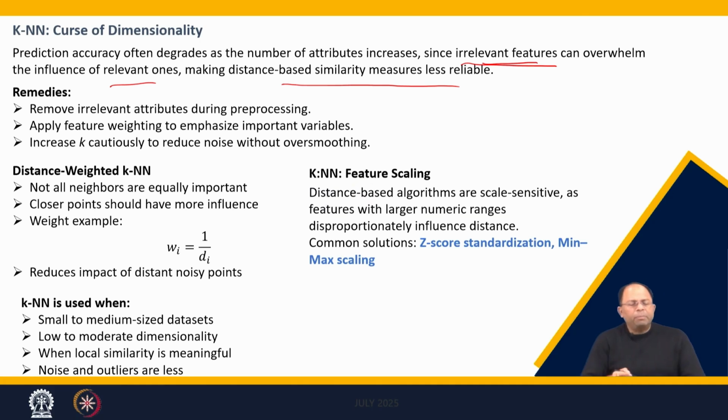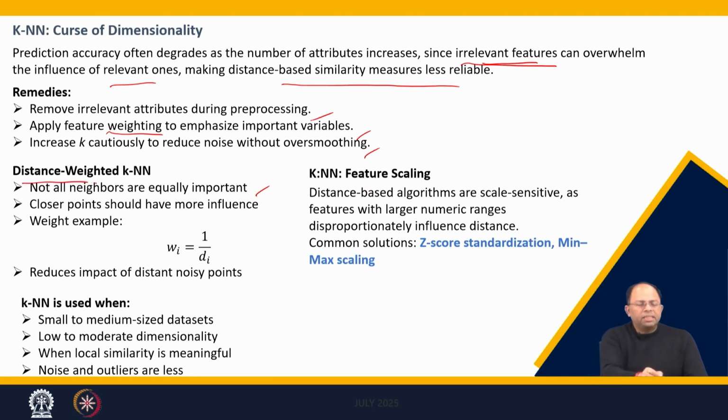So there could be several remedies to it, of course. We can remove the irrelevant attributes during pre-processing, and we can apply feature weighting to emphasize the important variables, and we can increase k little by little to reduce noise without over smoothing. Now one of the ways to introduce feature weight is by saying that not all neighbors are equal, so we can do some amount of feature weighting, and along with that we can follow certain other things as well to improve the performance of KNN models.